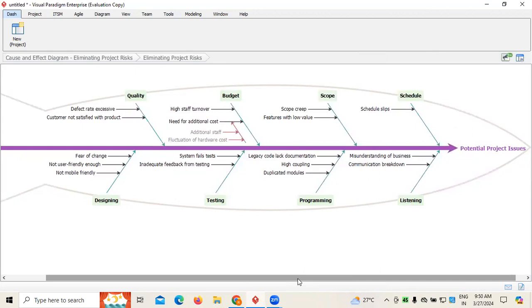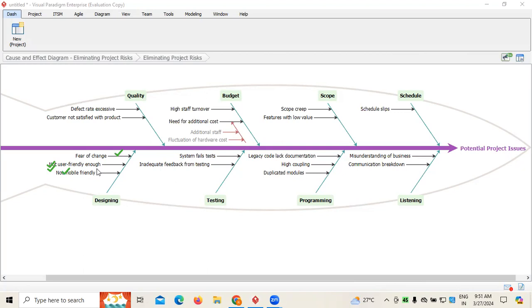The first one is the design part, wherein we need to know what design we are going to do. When we want to make design changes in an existing project, there is fear of change. At the same time, the design may not be user friendly, and it may not be mobile friendly. These are the potential areas of risk which are normally involved: fear of change, not user friendly, or not mobile friendly. These are the different areas where we see risk involved.